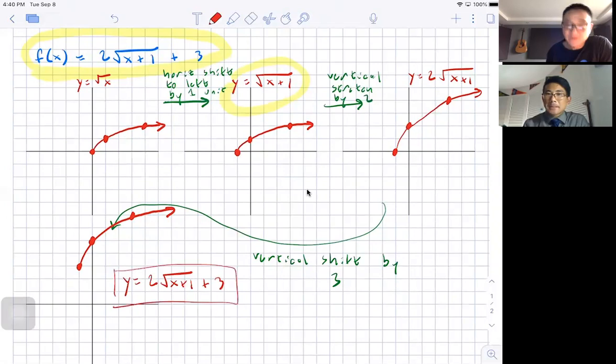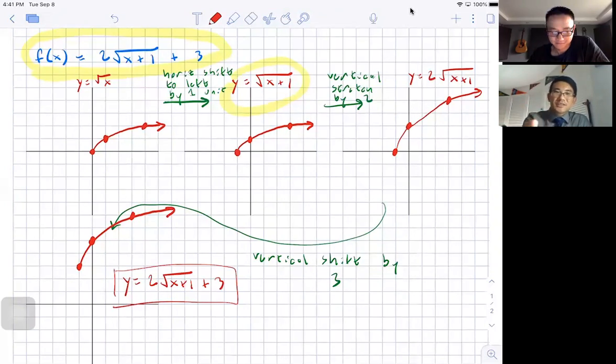Nice. I'm actually glad we picked that example to show that it matters. There is definitely a quote unquote order of operations, or order of transformations, to follow, so you could definitely get mixed up. But if you think about starting with your parent function and adding just one transformation at a time to get to your desired graph, in this case 2 times the square root of x plus 1 plus 3, and just take your time, you'll get there.